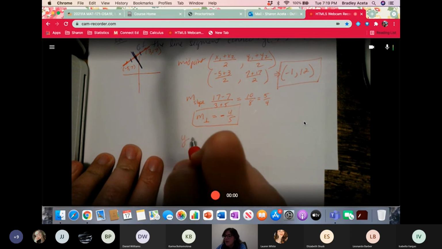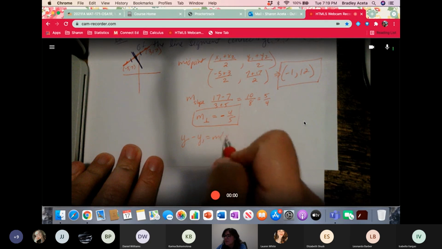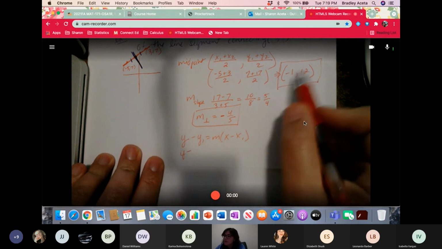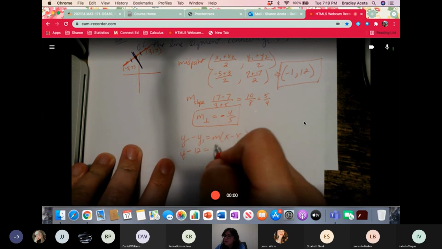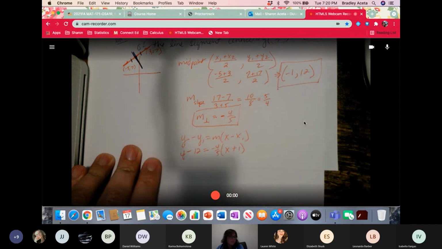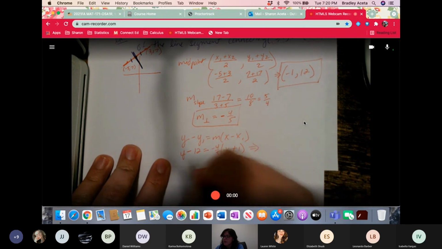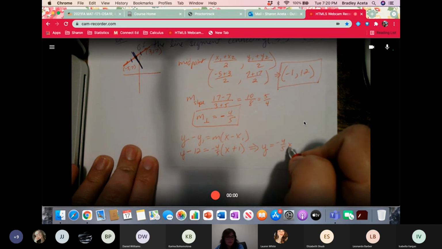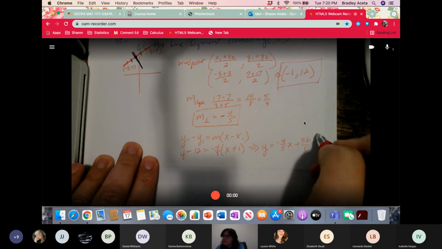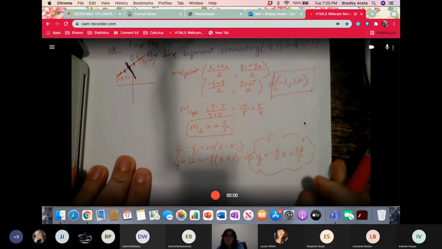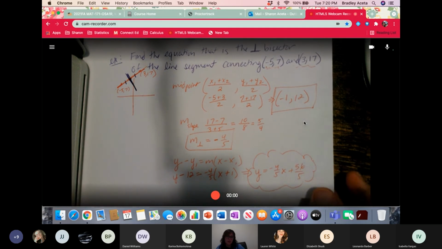So y minus y1 equals m times x minus x1. Y minus 12 equals, use the perpendicular slope, -4/5 times x minus -1. And I'm going to kind of skip steps here, but to solve it, you should get y equals -4/5 x plus 56/5. This right here is the perpendicular bisector's equation to those 2 points of craziness.